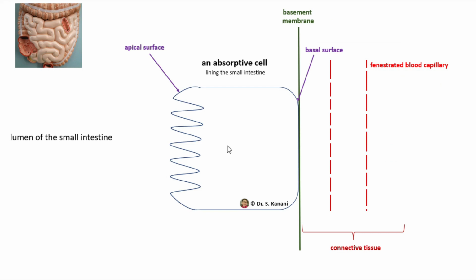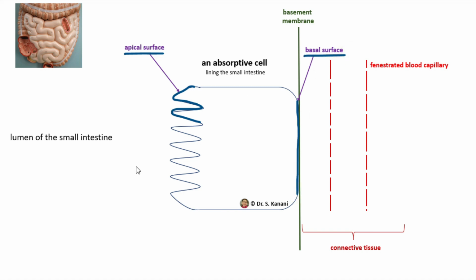The free surface of the absorptive cell, the surface that is not attached to anything else, basically it faces the lumen of the small intestine, is referred to as the apical surface. But the surface that is attached to the basement membrane is referred to as the basal surface.